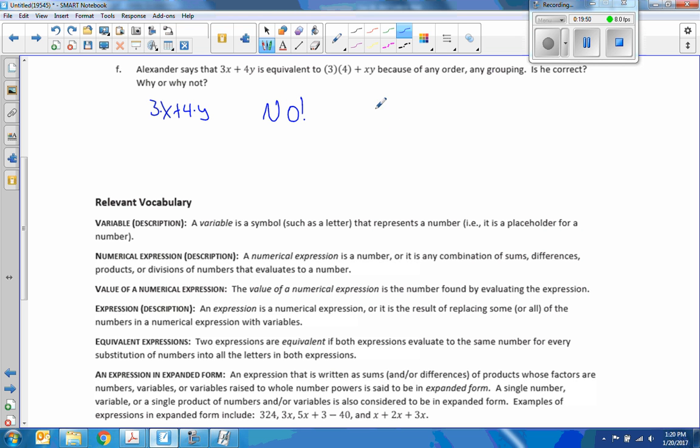Okay? We cannot move the number across this plus. It's only rearrange if it's all multiples.